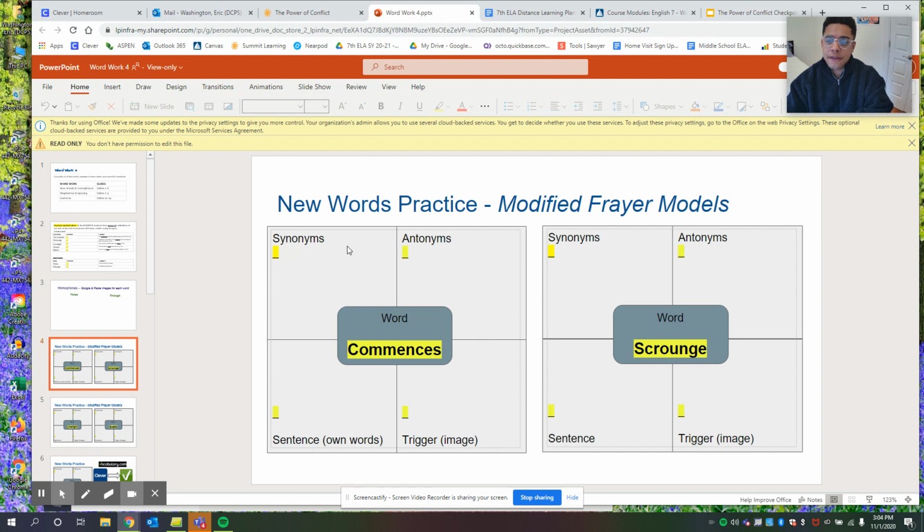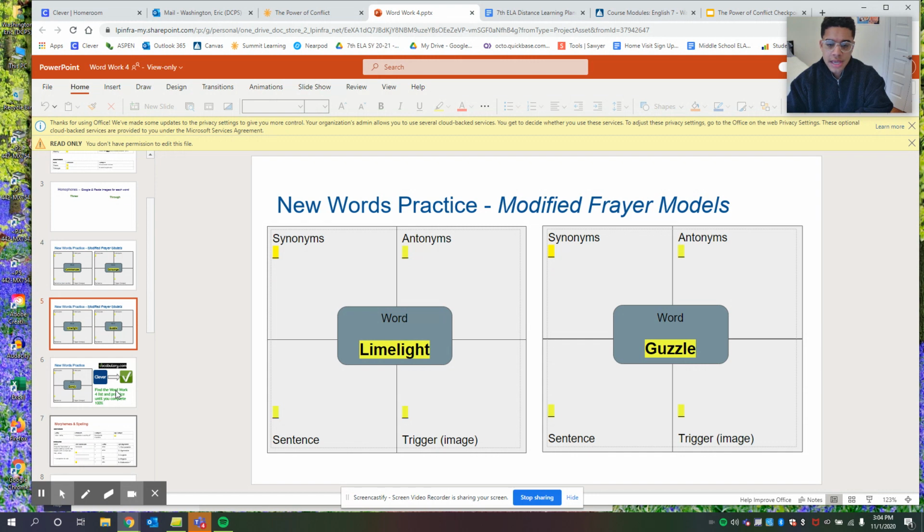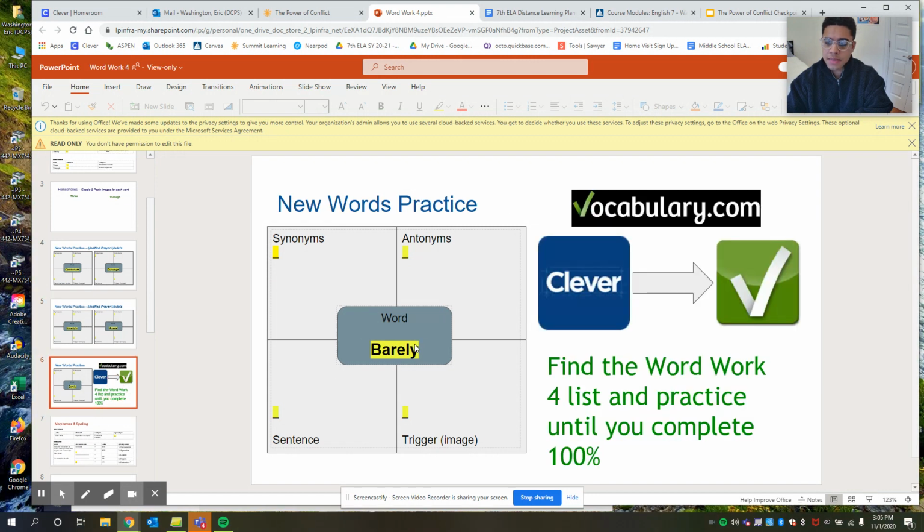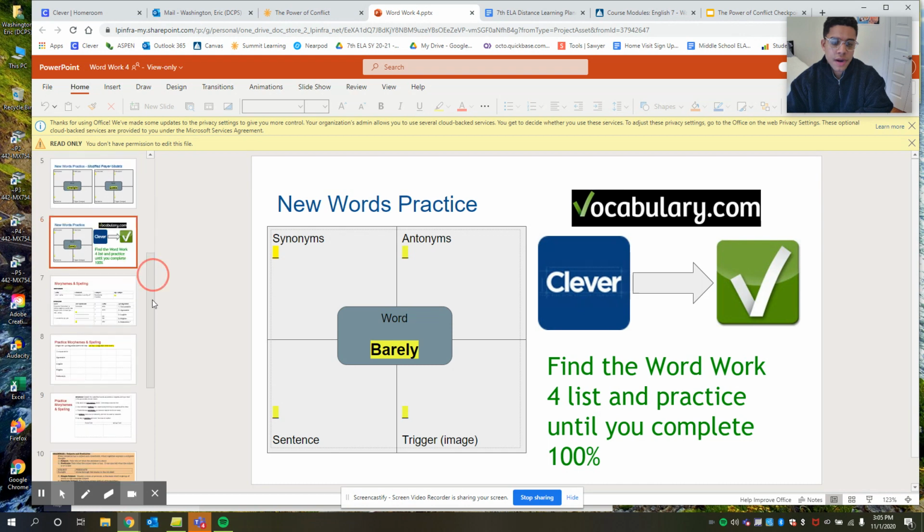Okay, you have more modified Frayer models, so words that are similar, synonyms, words that are similar to commences, antonyms, words that are opposite of commences, and then you'll write your own sentence using the word commences. And if you're feeling up to it, you'll put an image that symbolizes the word commences. Okay, and you'll do that for each vocabulary word. So commences, scrounge, limelight, guzzle, and the last word is barely. Okay, so you'll do those for the Frayer models.